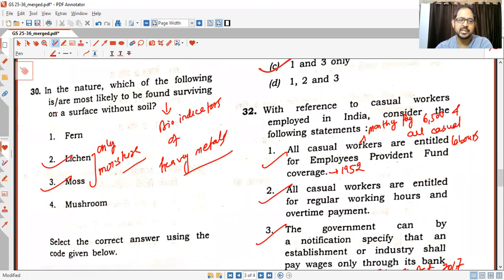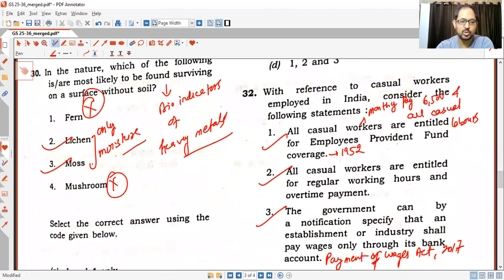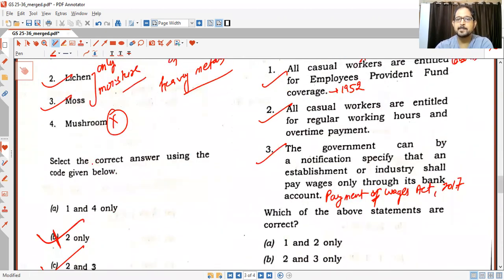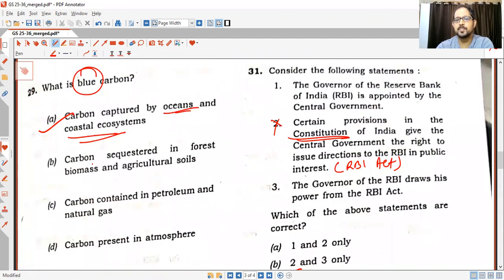So these are bioindicators. Ferns cannot survive without soil, and mushrooms cannot survive without soil. But lichens and mosses, they can survive just on the moisture. So the answer is 2 and 3, C. Okay. Next, question number 31, a bit of a direct question.